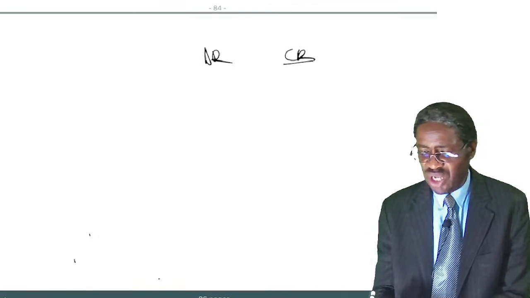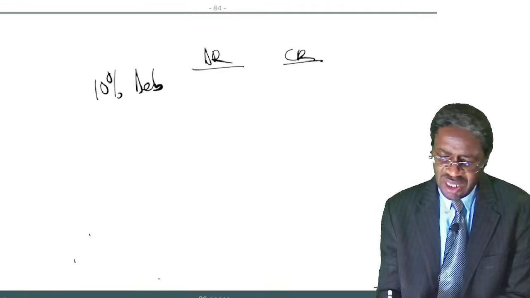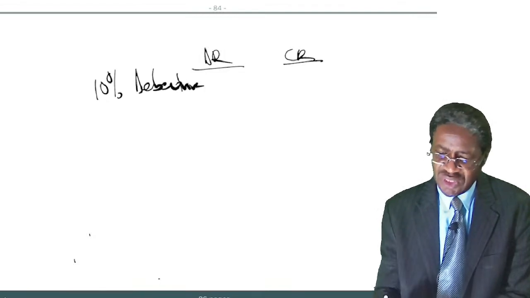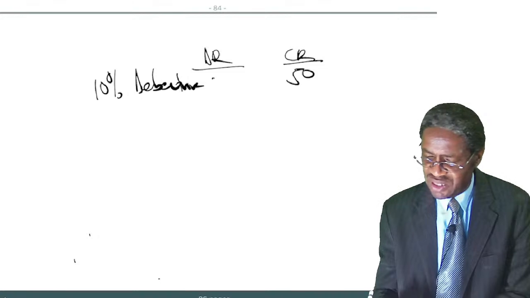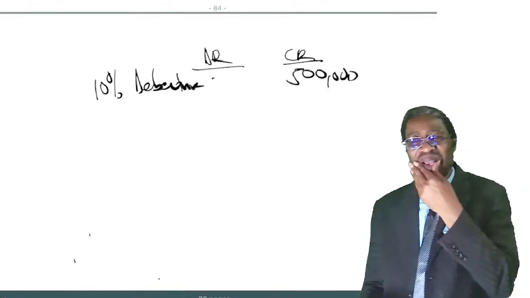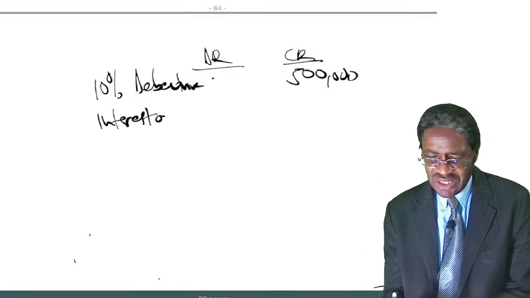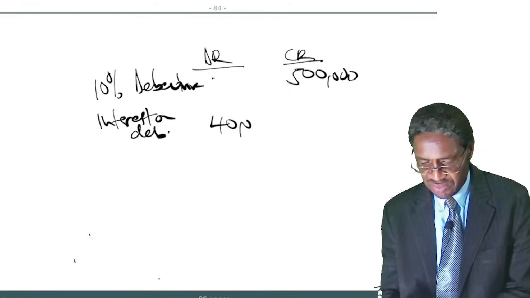Now listen. When you did published accounts or company accounts, doesn't matter, let's assume it's company accounts, you used to be given a trial balance in this nature. In that trial balance, you will be given a 10% debenture, which amounts maybe to 500,000. In that same trial balance, you could be given interest on debentures, 40,000.